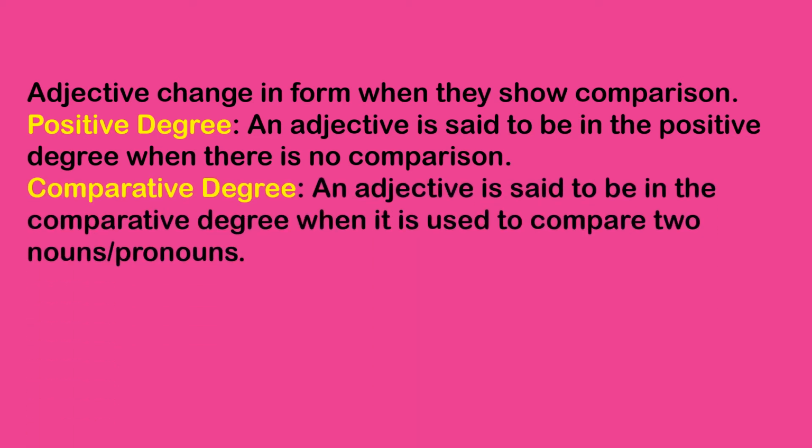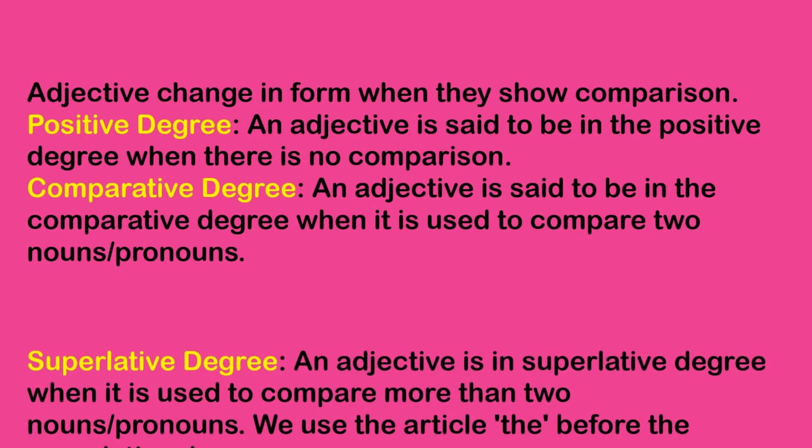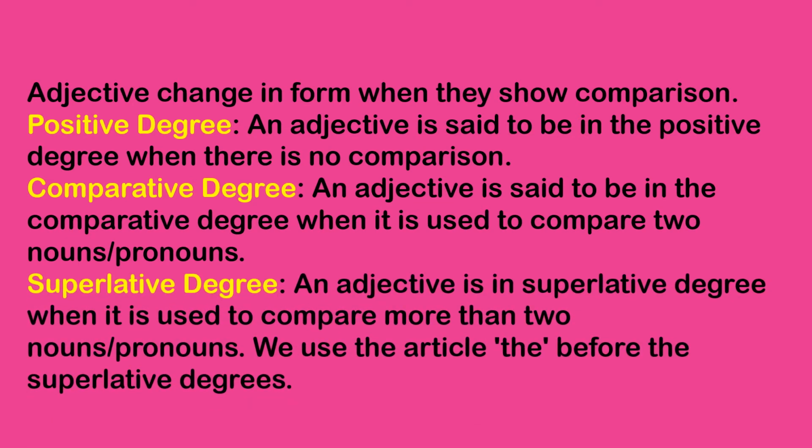Second is the comparative degree. As the name suggests, this degree is used for comparison. An adjective is said to be in the comparative degree when it is used to compare two nouns or pronouns. Comparative degree is used only to compare two nouns or pronouns. Always remember this. When we have to compare more than two nouns, then we use the superlative degree.